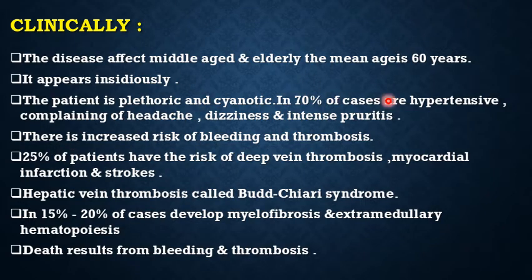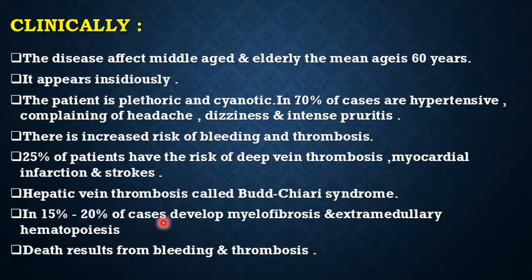In 70% of such patients are hypertensive. Patients complain of headache, dizziness, and itching, intense pruritus. Of course, in those patients, the incidence of bleeding and thrombosis is increased. 25% of the cases have the risk of DVT because of the stasis and distension of the blood vessels, and also thrombosis, myocardial infarction, and stroke. Hepatic vein thrombosis, called Budd-Chiari syndrome, is also increased; those patients are more liable to have it.